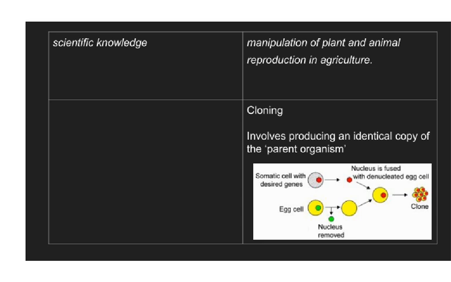Cloning is the next reproductive technique that we will be looking at. It involves producing an identical copy of the parent organism. One of the body cells, which we call a somatic cell, of the parent is taken, its nucleus extracted, and placed into an egg cell, likely from a donor, whose nucleus has been extracted. Once this has been achieved, this zygote can then develop as a normal organism.